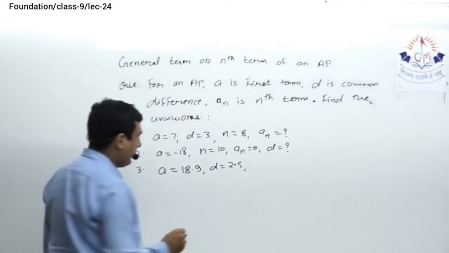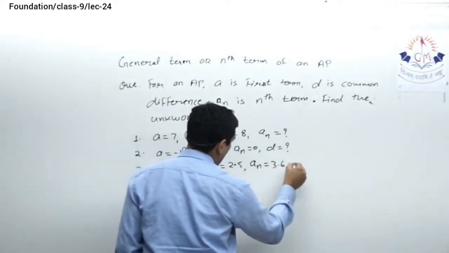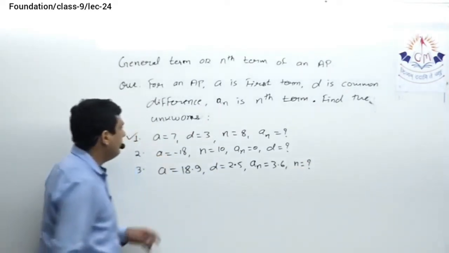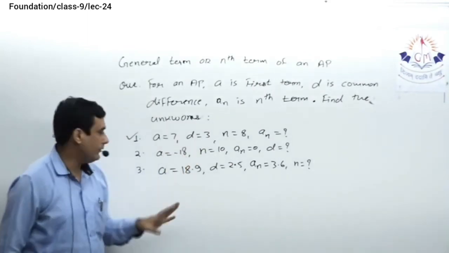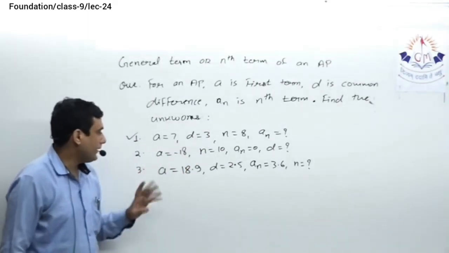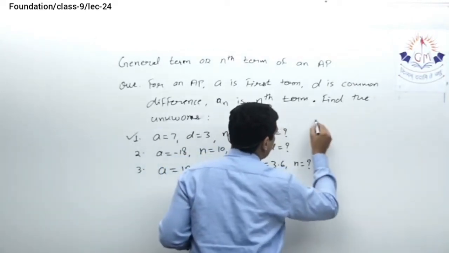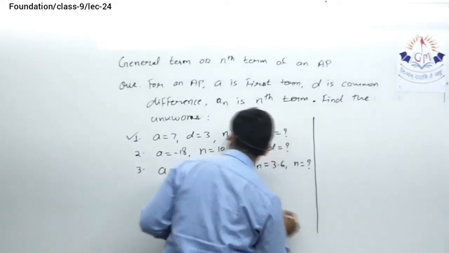An is 3.6. You have to find n. This first you have to do at your home, because we saw how to find an if d, a and n are given. I'll start from the second one. We'll see the second question. So let us start the second one.